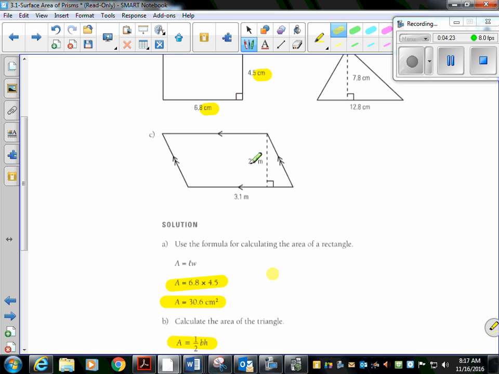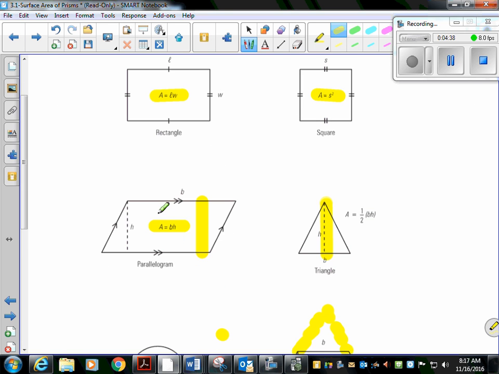So now we have a parallelogram. How do I know? It basically looks like a rectangle that's been pushed over. Parallelograms have two sides parallel here and the other two sides parallel. Go back and look at the parallelogram formula, base times height.